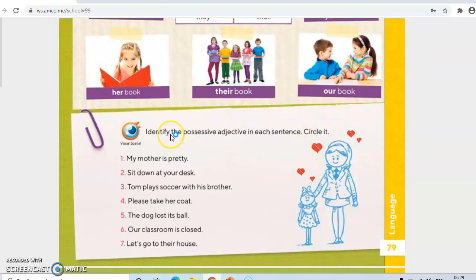Okay, homework. Identify the possessive adjectives in each sentence. Circle it. Okay, number one. This is an example. My mother is pretty. Okay? Please continue working in the other sentences.